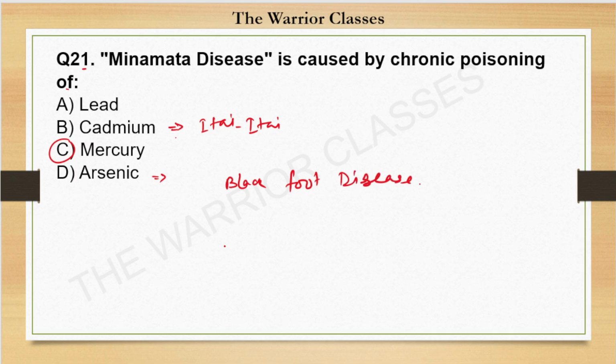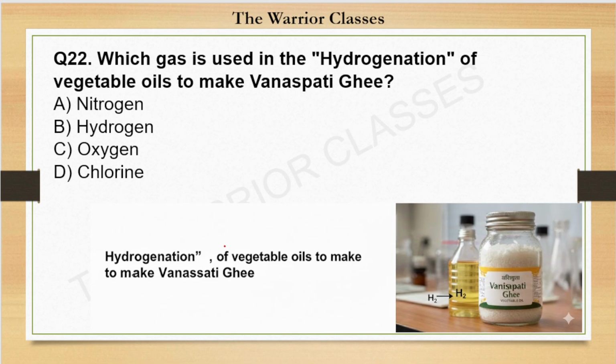Now moving to the next question. Which gas is used in the hydrogenation of vegetable oil to make vanaspati ghee? The correct answer will be option B, hydrogen. In this process, nickel is used like a catalyst to convert liquid unsaturated fats into solid saturated fat.